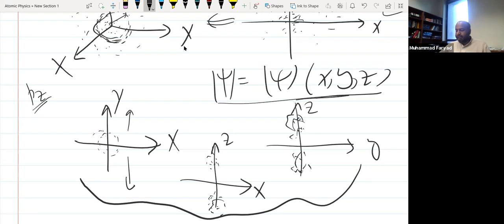So for these 3D dependent functions, we can use their cross sections in different planes to represent or to visualize these wave functions.